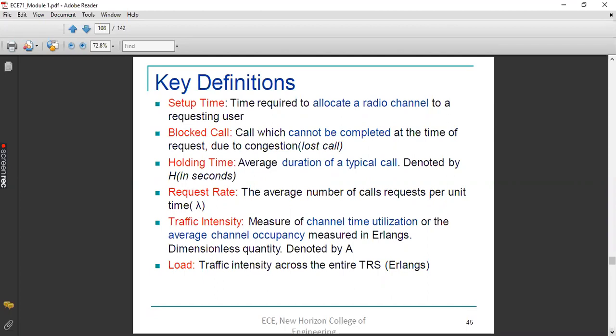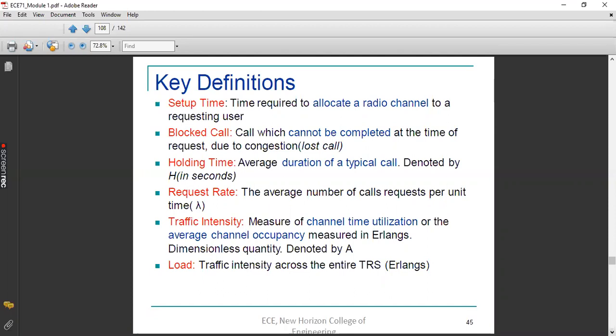Next one is blocked call. I told you during the peak busy hour, the call will get congested because of heavy traffic. Because of heavy traffic, all the channels are in the busy state. They are currently busy serving other calls. So a call which cannot be completed at the time of request is known as a lost call or blocked call because of the congestion. Due to congestion in the system or because of the non-availability of channels in the pool, there is a chance for that particular call to get blocked, and finally it will be lost.